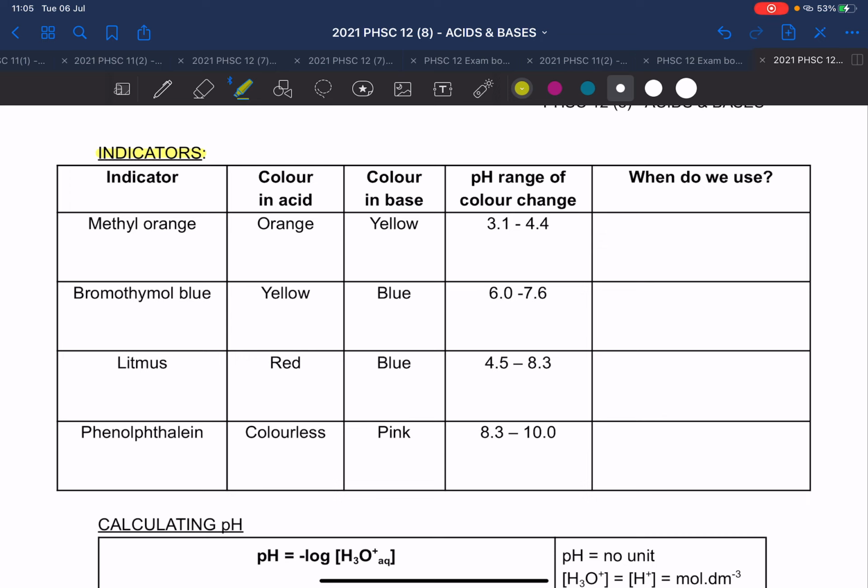Okay? Ons het methyl oranje, methyl orange. Ons het bromethimol blou. Bromethimol blue, you can also use the abbreviation BTB. Then we have litmus paper, lakmus papier. Jy kry rooi is van hulle en blou is van hulle. En jy kry fenolftalein. Fenolftalein.